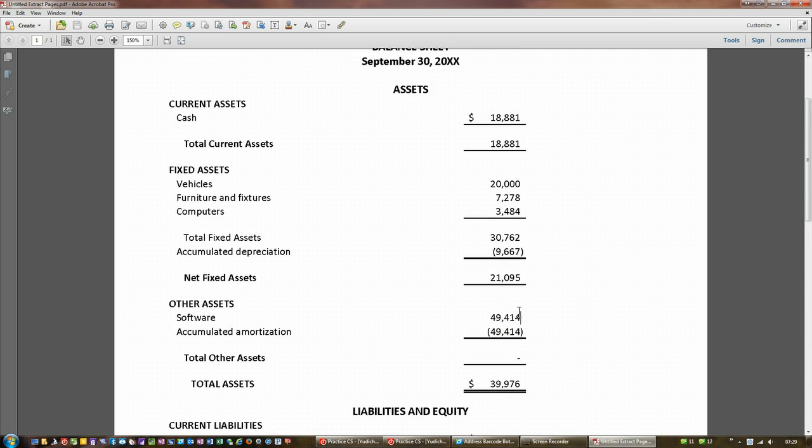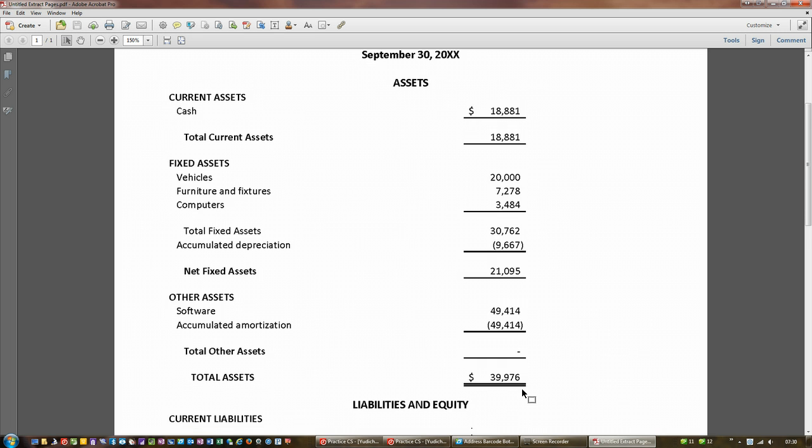The other asset section is for our intangibles. So let's say you bought a business, and part of that business was goodwill. Goodwill would be in this section. Software is another intangible. And instead of depreciating these assets, we amortize them. Essentially, it's the same function. We just call it a different name. And then we add all these things up, and we get our total assets of $39,976.